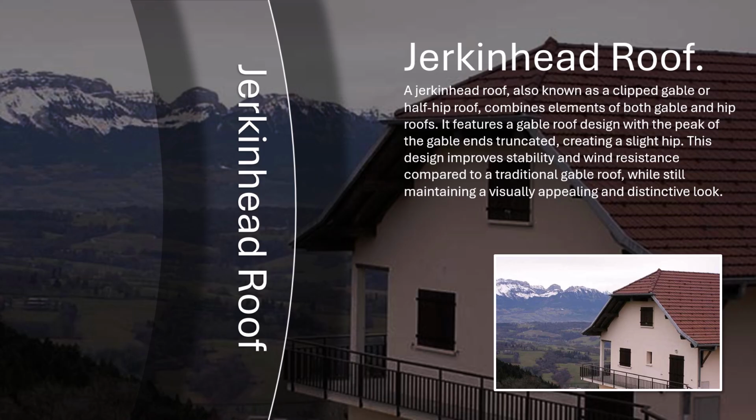Jerkin head roof. A jerkin head roof, also known as a clipped gable or half-hip roof, combines elements of both gable and hip roofs. It features a gable roof design with the peak of the gable ends truncated, creating a slight hip. This design improves stability and wind resistance compared to a traditional gable roof, while still maintaining a visually appealing and distinctive look.